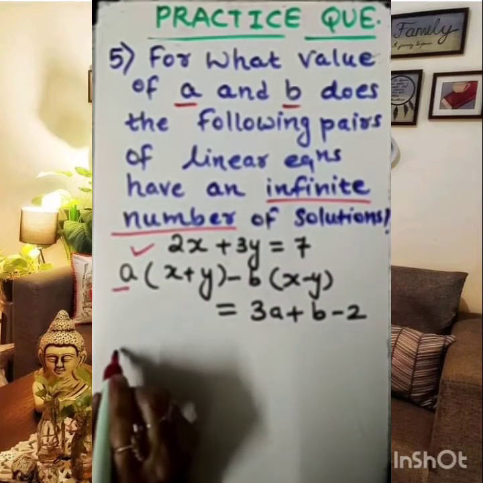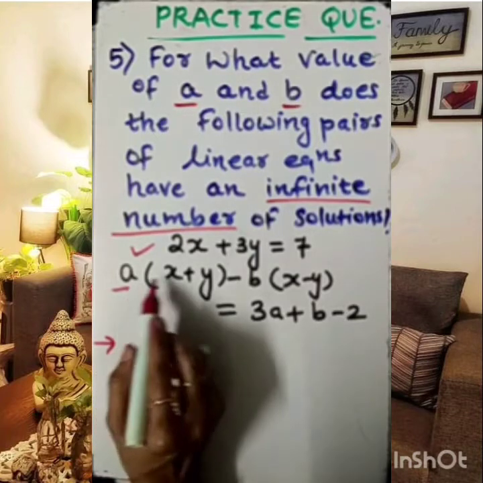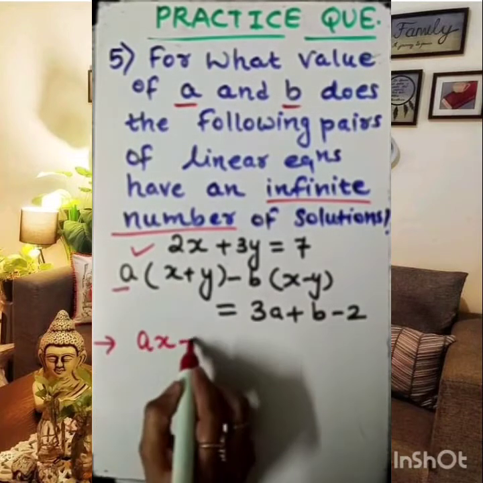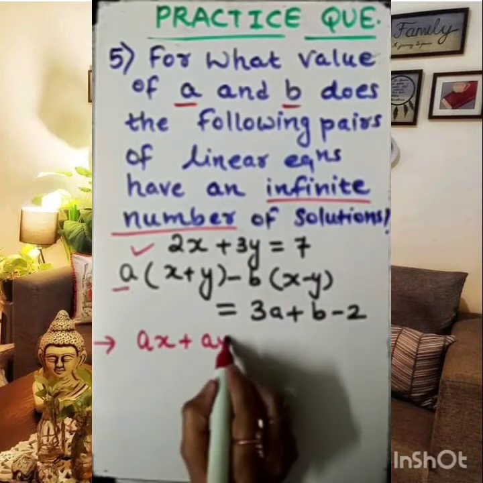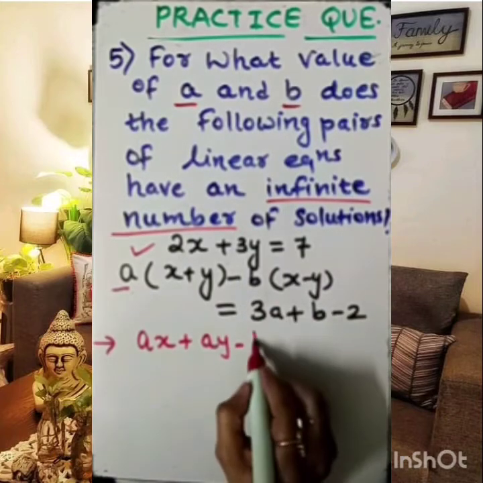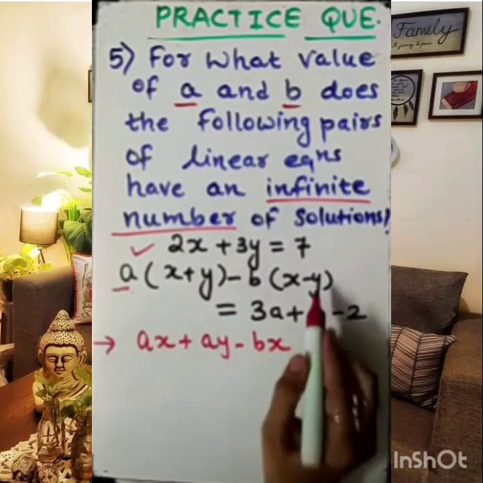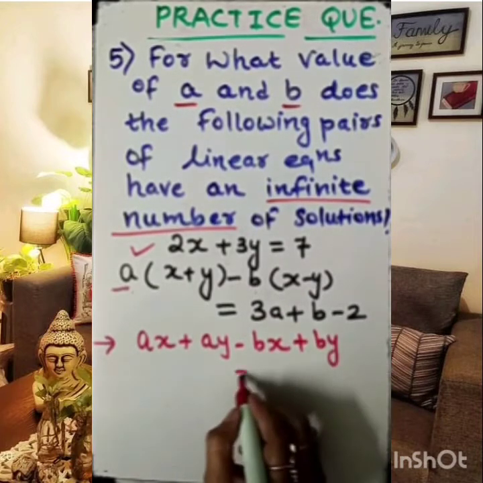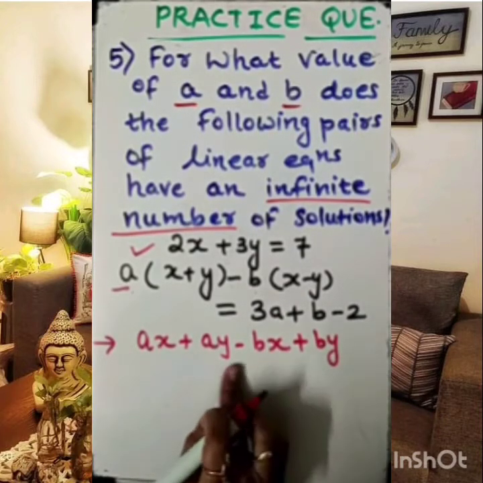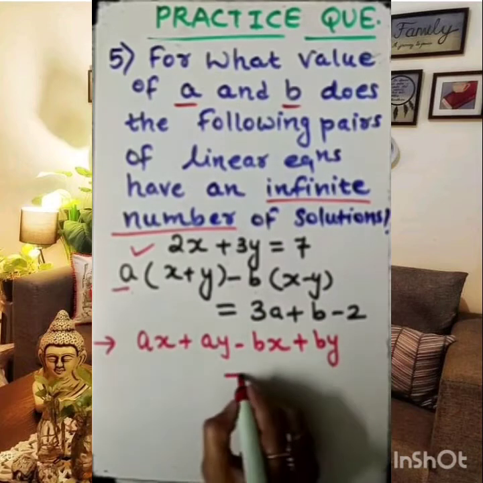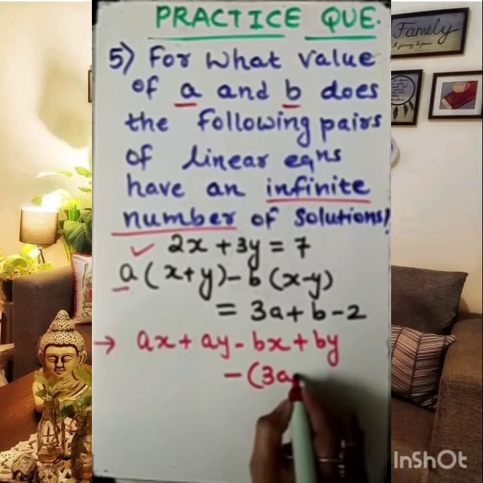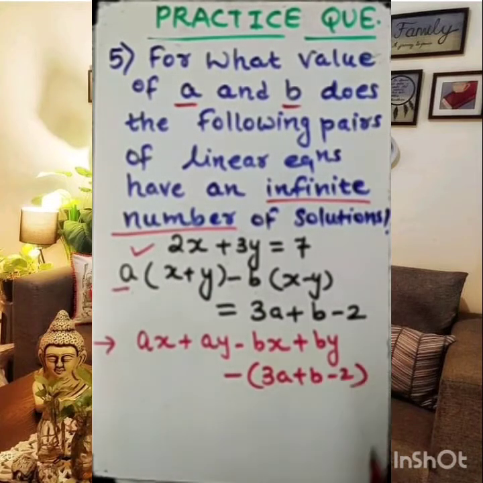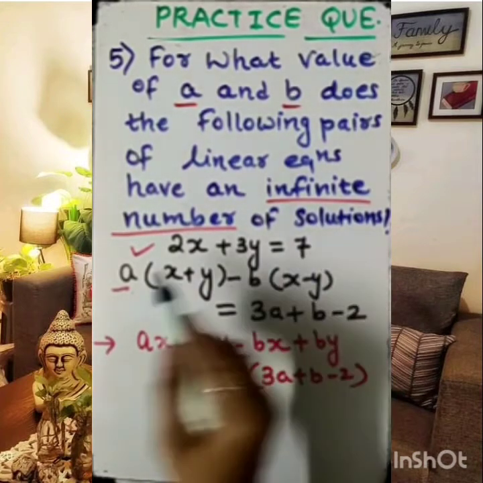So in that second equation, simplification: a into x is ax, a into y is ay, b into x is bx, with sign change here it will be plus, b into y is by. What we are given, the same thing equal to, if I bring it to this side, so minus, and in brackets 3a plus b minus 2. In both the equations we have to bring this thing to this side.